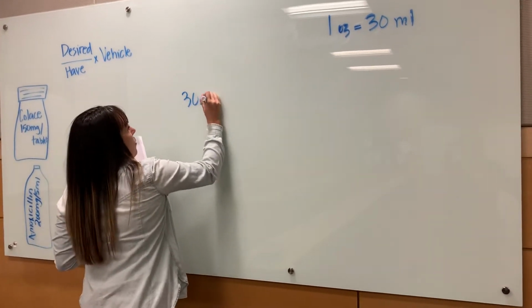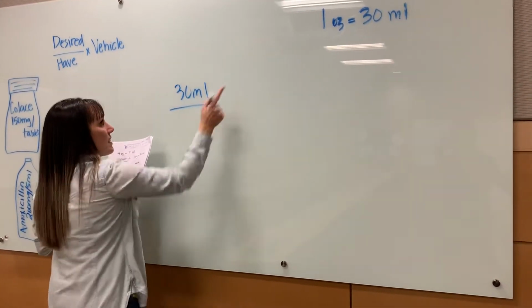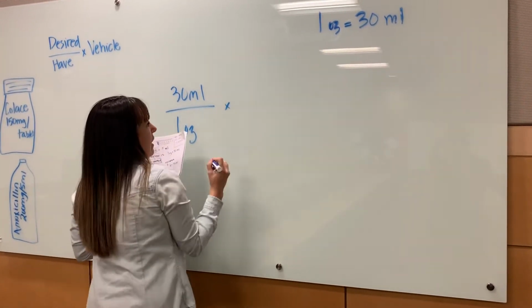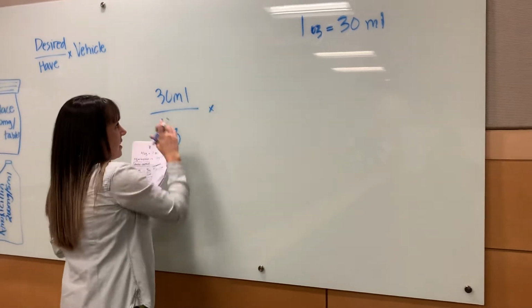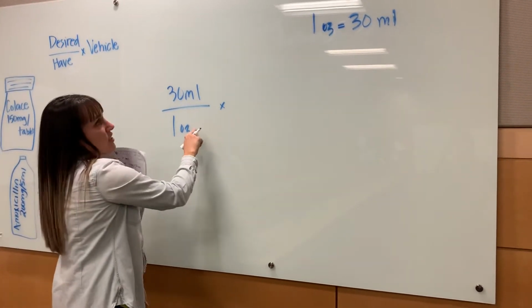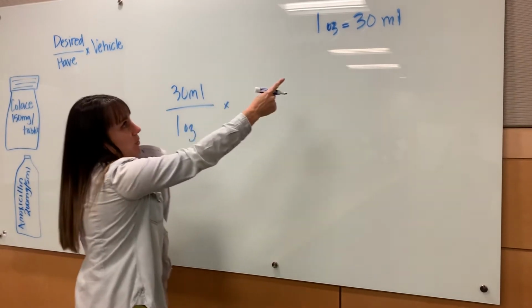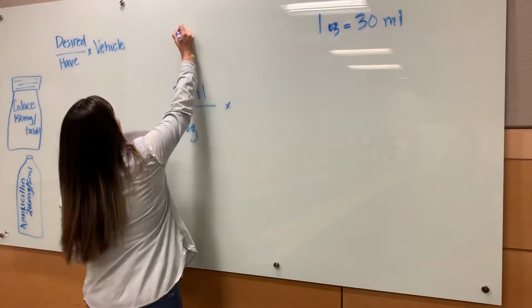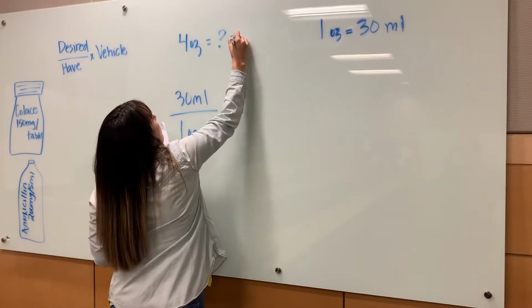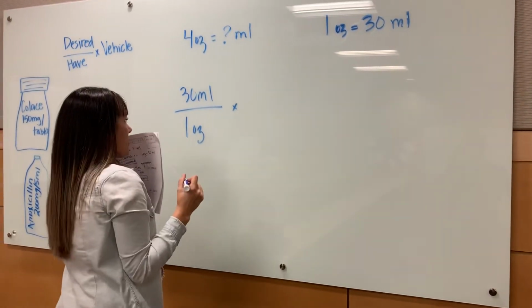So 30 mils is 1 ounce, and we kind of do a little times or a little dot. That means that we're going to times the top and times the bottom. So we want to get rid of the ounces because we want to end up with mils. We're wondering, let's do everything here. How many mils is in 4 ounces?